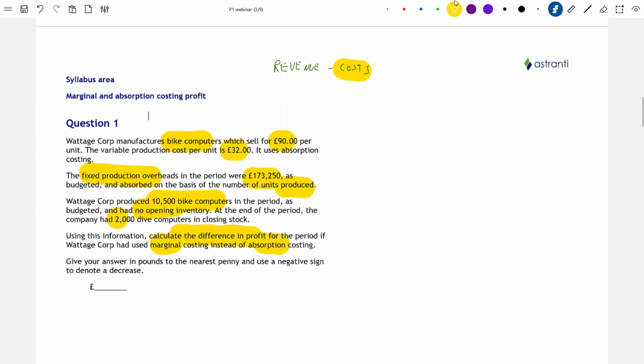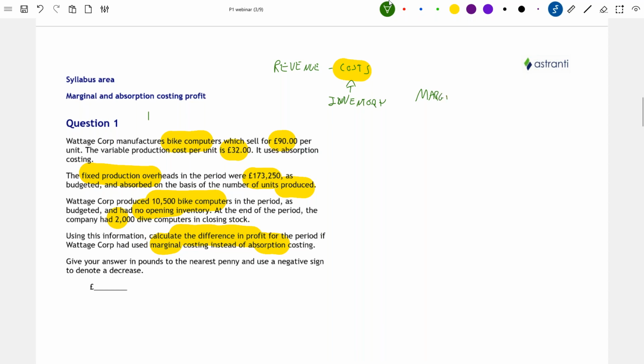So why do the costs differ, or the costs calculated in a given period? Well, the difference is to do with the way the two different costing systems value inventory. Inventory is valued in a different way under absorption costing and under marginal costing. So what's the nature of this difference?